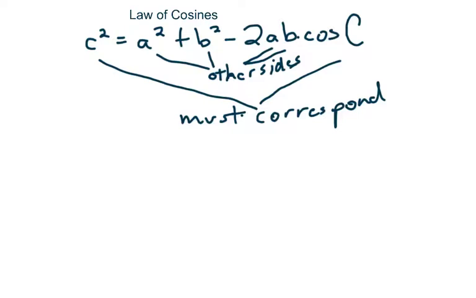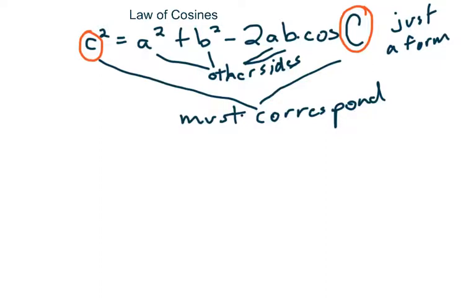Wait, this is the law of cosines. I've already put the formula down. This is a form. I shouldn't say formula. This is just a form, because it doesn't matter what letters we're using. You'll notice that this letter here, the side, must correspond with the angle over on this side.